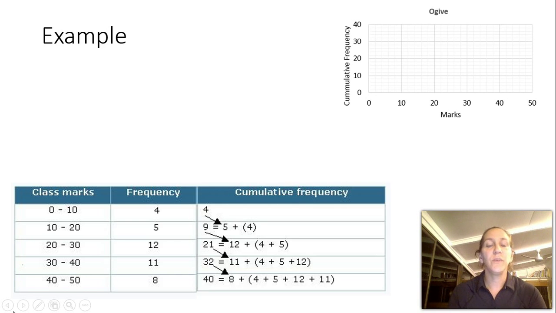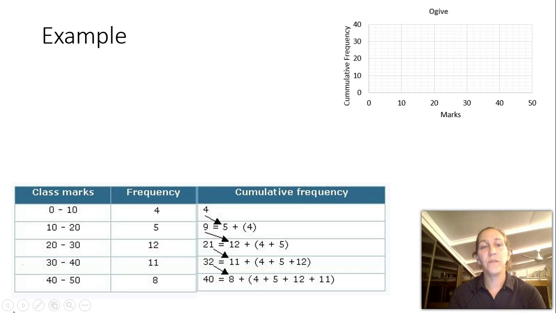This is our cumulative frequency, which is a running tally of how many marks we had. In the first class, we had 4 marks. And then you can pretty quickly see how I'm getting to these values. In the second class, we had another 5 marks. So we add those 5 marks on top of the 4 marks, and we have 9 marks total.